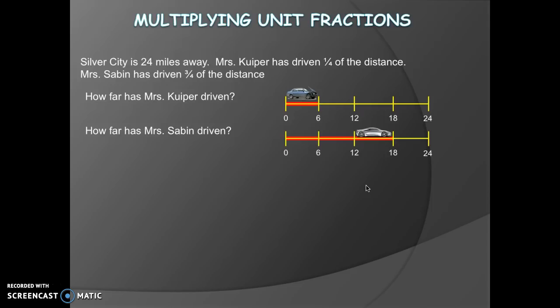So let's look at the math problem though. 1/4 of 24 miles is 6 miles. Okay, so that's how far I've driven. So if we take 3 6s, Mrs. Sabin then has driven 18 miles. 1/4 is 6, so 3 of those would be 18.